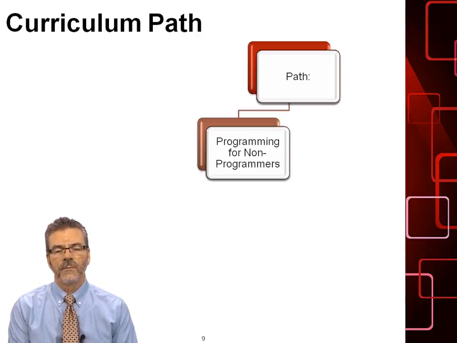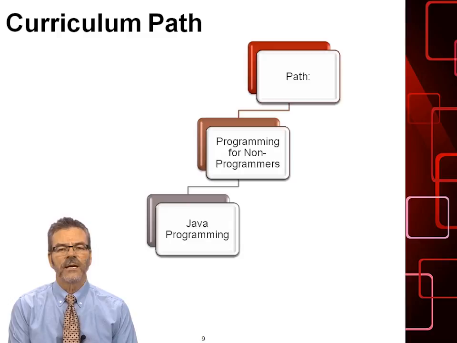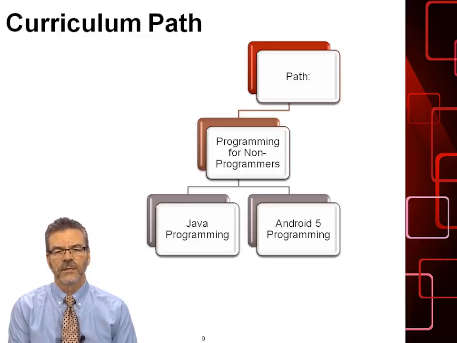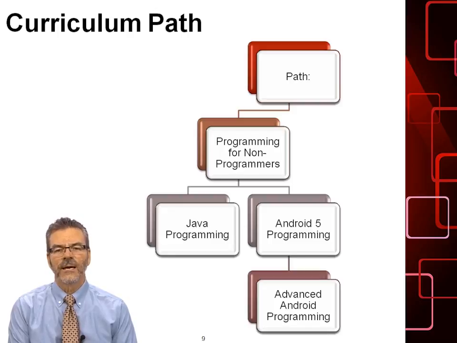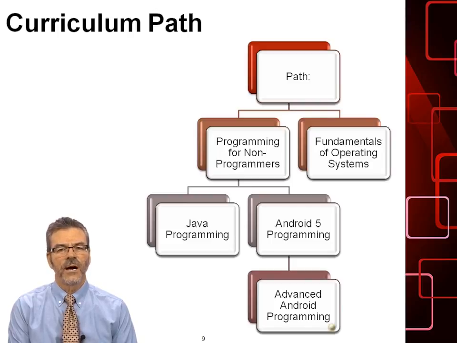Now the curriculum path for this, you would begin by taking programming for non-programmers, and then you would take the Java programming courses. That would lead you into this Android 5 programming, and then after this course, there'll be an advanced Android programming. Notice you can also take the fundamentals of operating systems, give you a strong understanding of operating systems and how the operating system works with these languages.